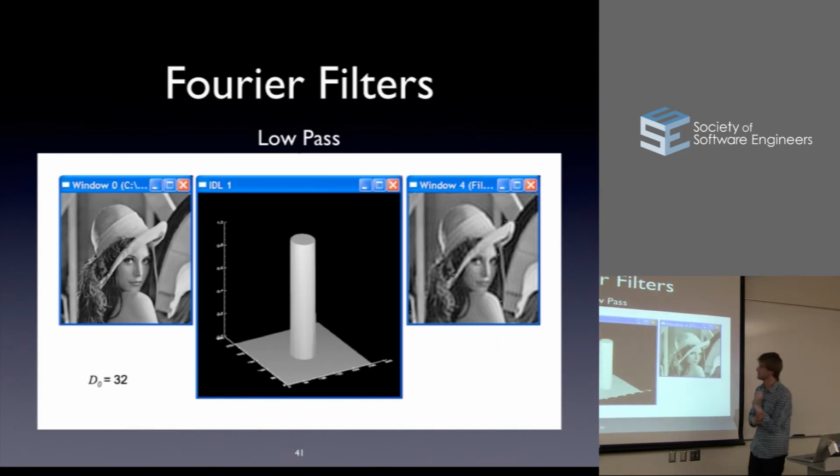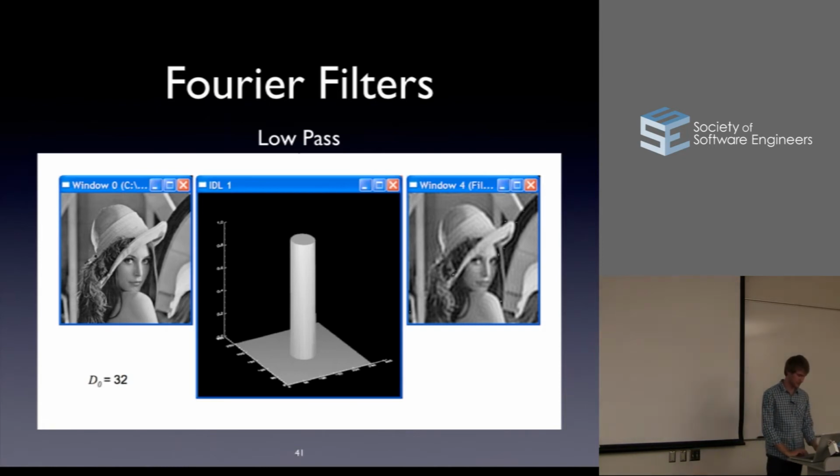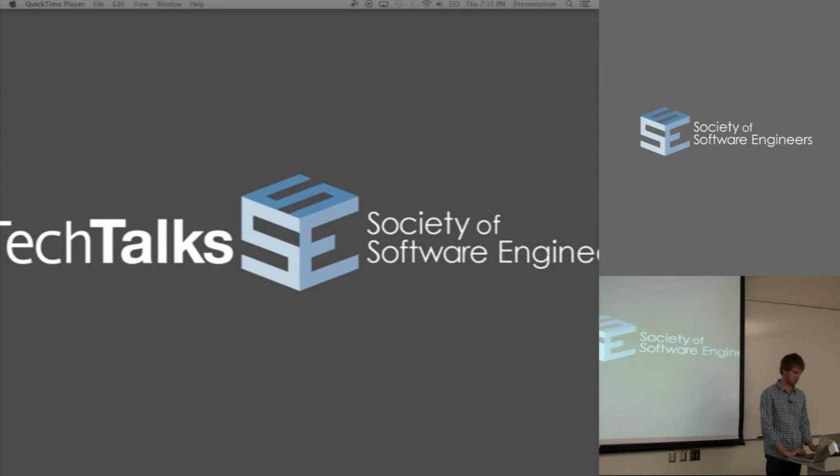So when we look to our images, we can take what's called the Fourier transform of them. And actually, I'm going to pop out of this quickly.